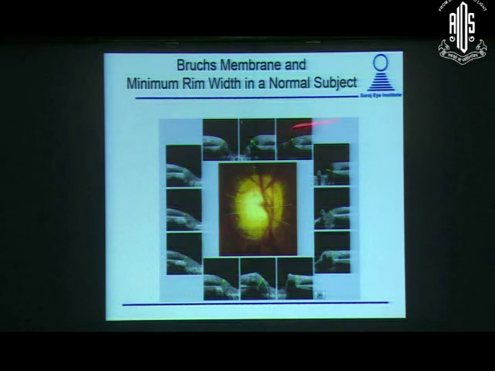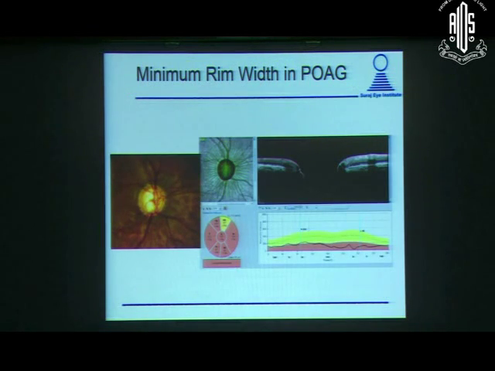So you get all these segmental values, and the green indicates that it's within the normal percentile. And this is the minimum rim width in primary open angle glaucoma. You can see the graph dipping down. This is a typical glaucoma patient, and you can see that the zones are all red, and that there's hardly any rim left here.